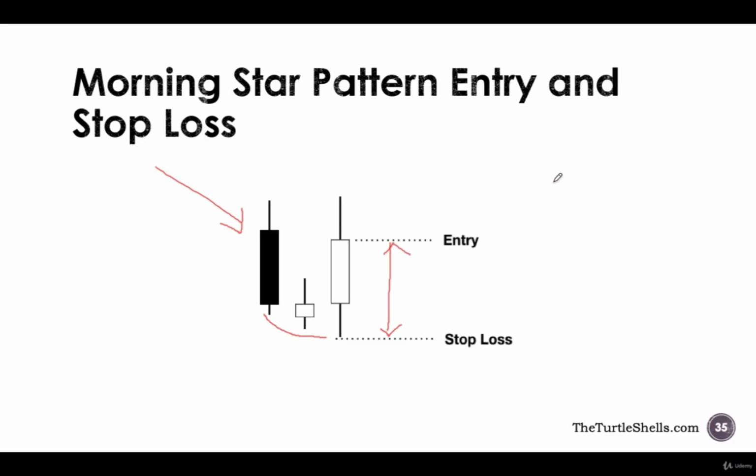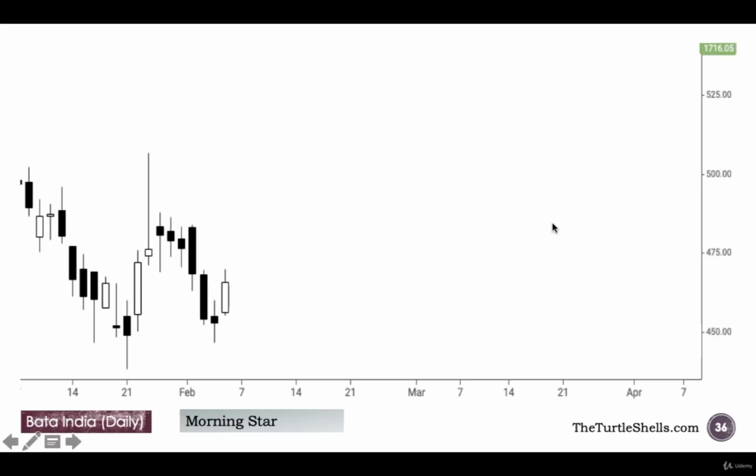And as discussed before, candlesticks do not provide price targets. So for that, we have to rely on Western support and resistance points or Western indicators to arrive at price targets. Candlesticks are a tool, not a trading system. Let's have a look at an example. So this is Bata India. It's a daily chart. We are looking at an example of a morning star. This is not a perfect morning star.